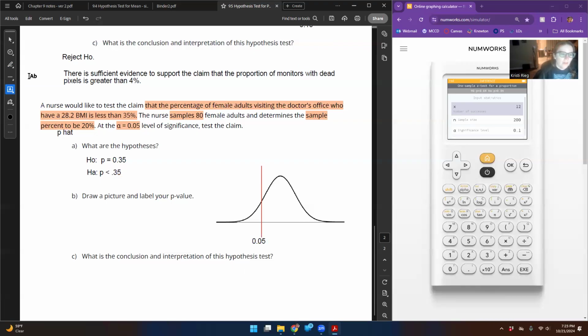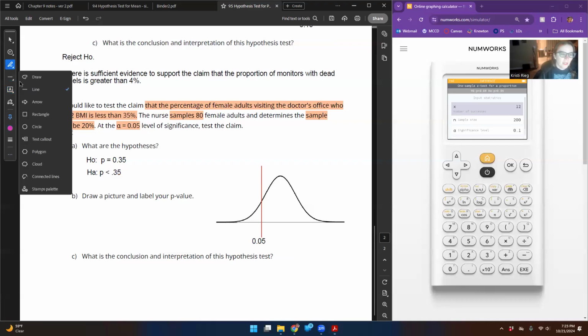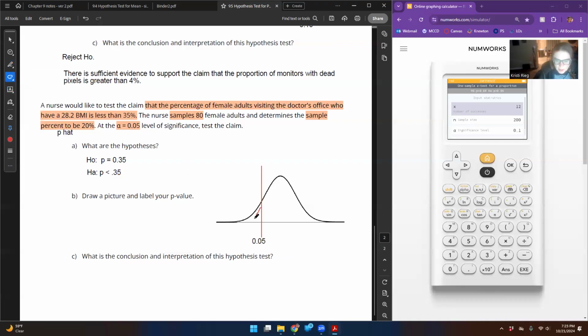Oh, wait. Well, do we need to shade it? You know how to shade it by now, right? And you know that my shading's messy by now. There we go. There's my shading. Okay, where is the p-value?